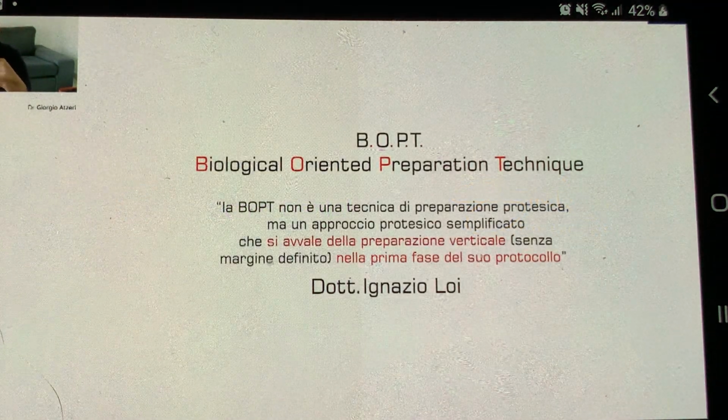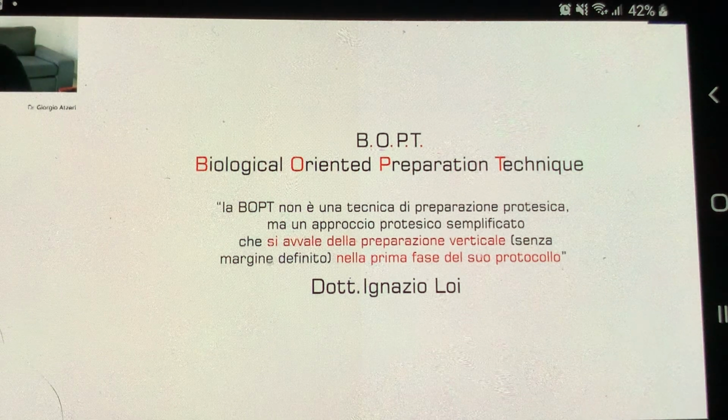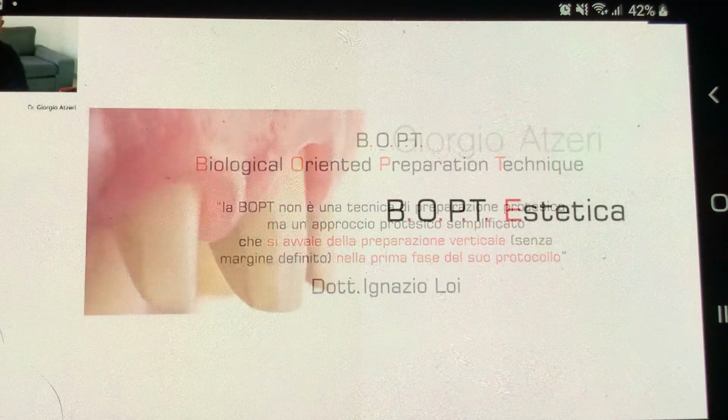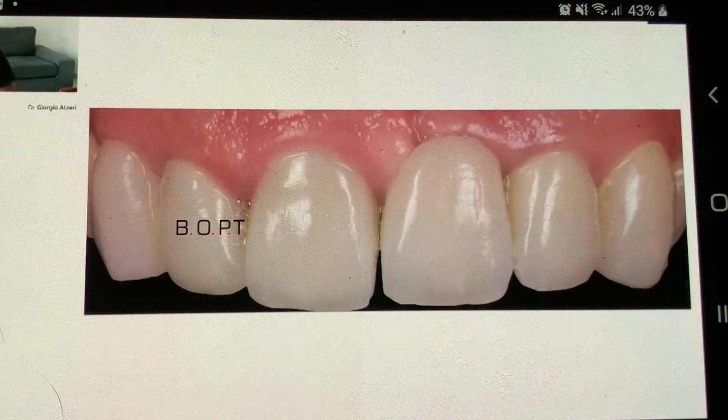I think that the BOPT is not only a prosthetic technique. He calls it an approach of simplified work. I think that it is more than that. So we are going to talk about aesthetics and BOPT.